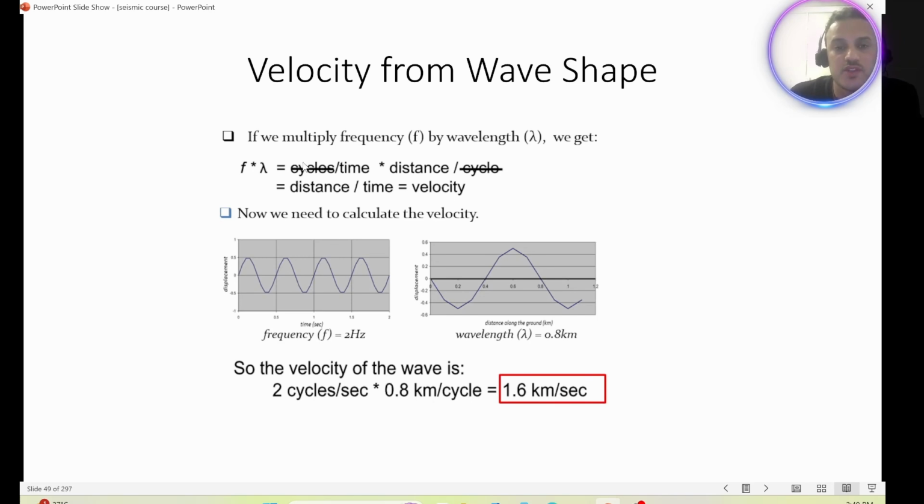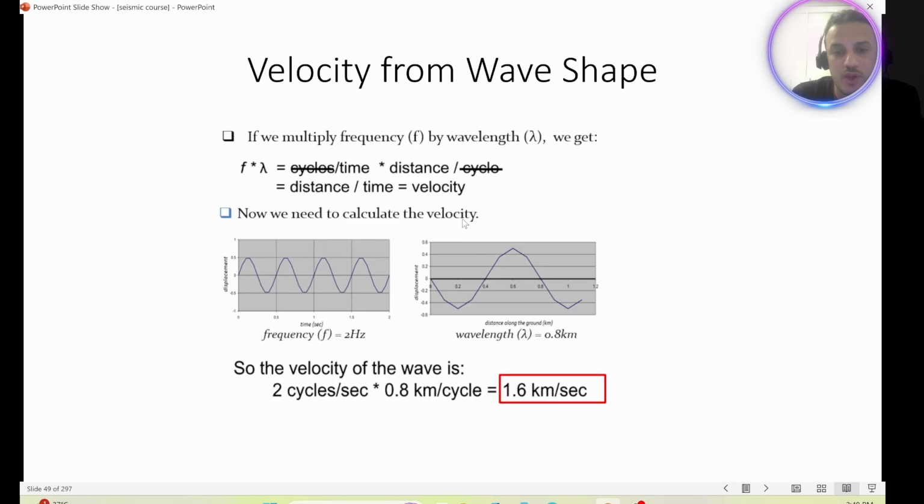So this is the illustration of how we change from time to distance. From the cycle we have the frequency, which is cycles per time, and lambda is the distance per cycle. So if we eliminate cycle by cycle, we have the velocity equal to distance divided by time, and this is the velocity.